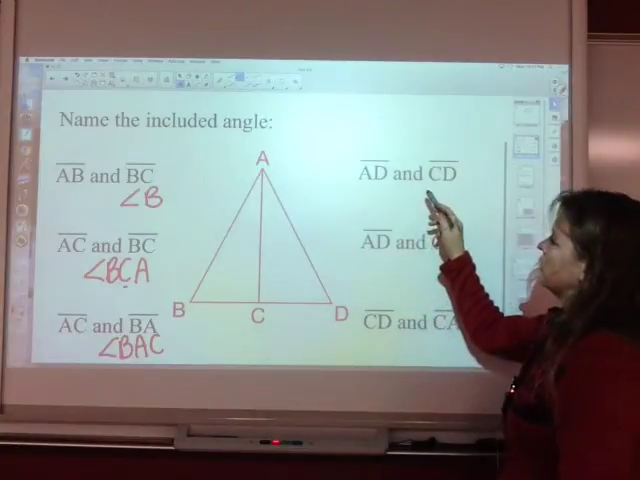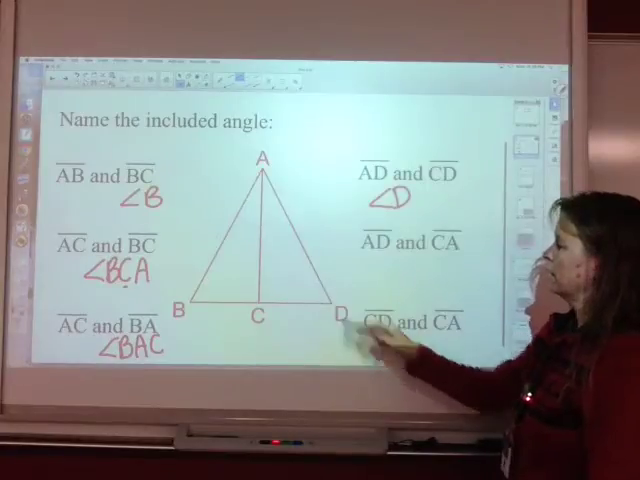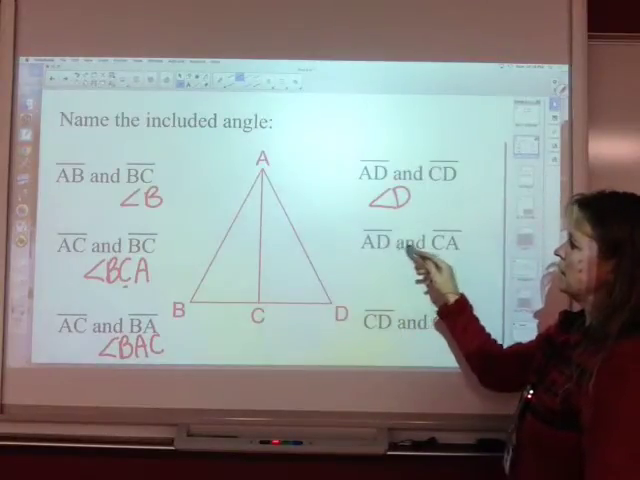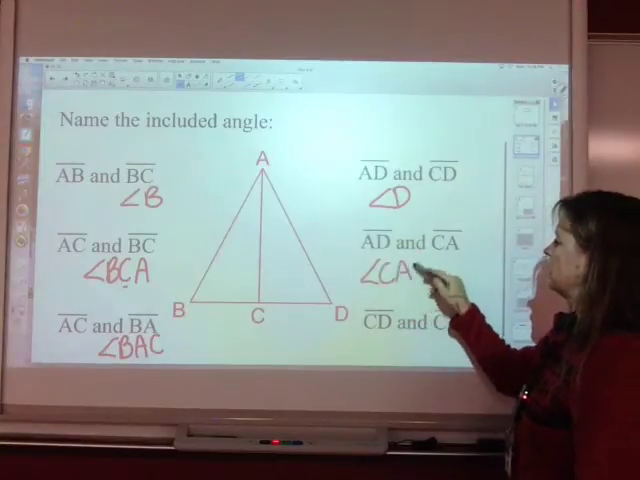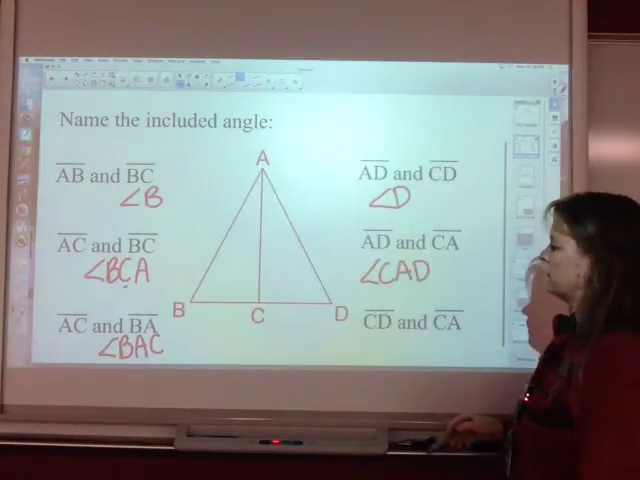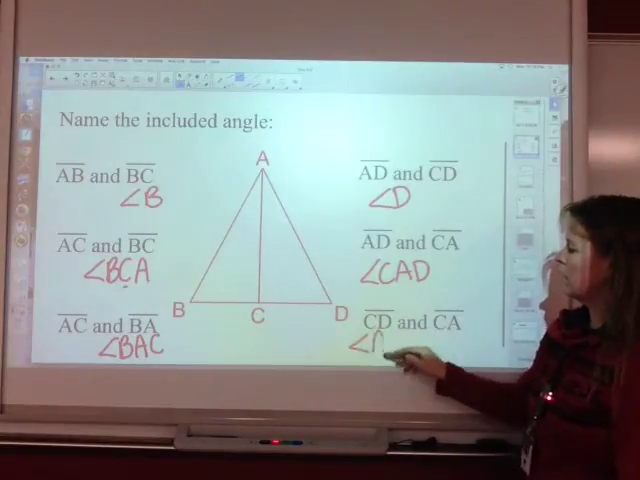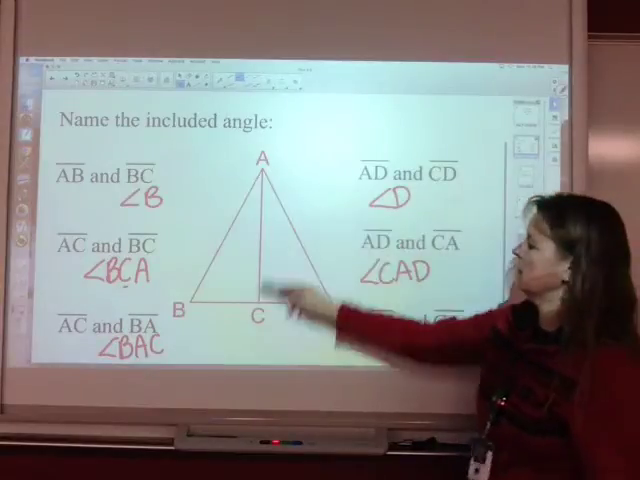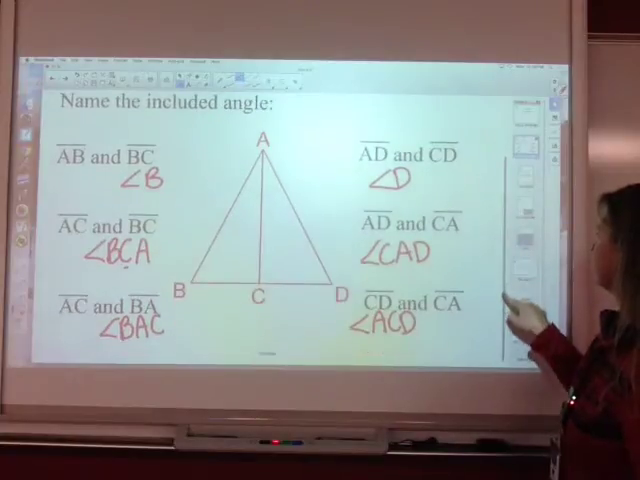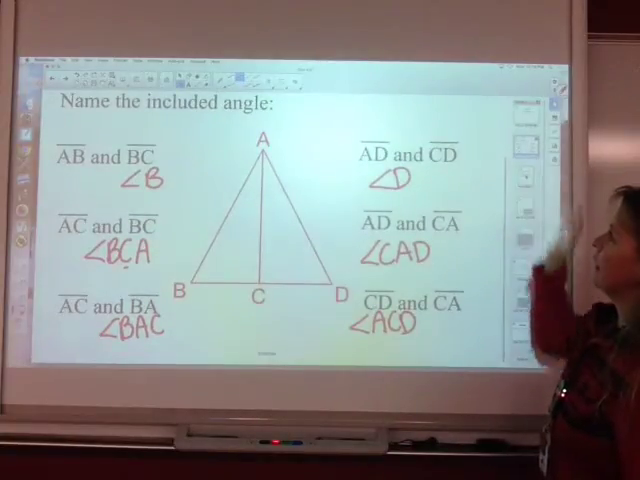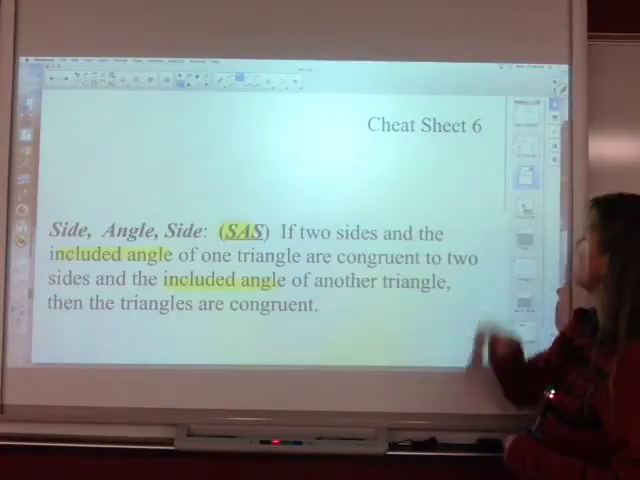Okay, we're back. You should have angle D here, and that's okay to call it by itself. It's the only one there. Segment AD and segment CA make angle CAD or angle DAC. And the last one, segment CD and segment CA, would make angle ACD or angle DCA. Hopefully you got those right. If not, go back and change them. Now you know what the included angle is on side angle side. The included angle is the one between them.